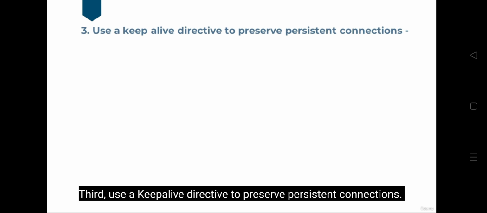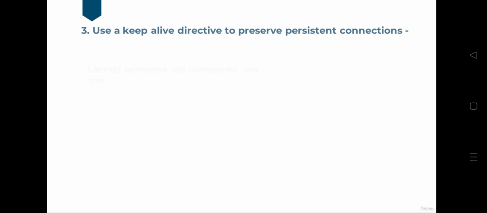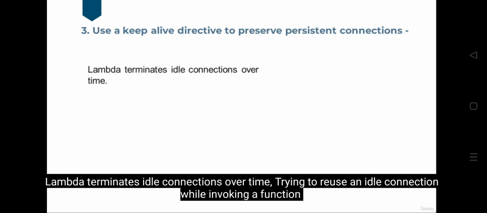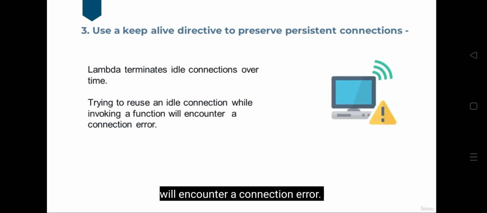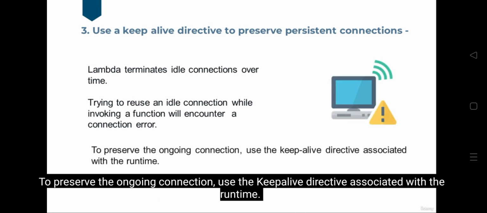Third, use a keep alive directive to preserve persistent connections. Lambda terminates idle connections over time. Trying to reuse an idle connection while invoking a function will encounter a connection error. To preserve the ongoing connection, use the keep alive directive associated with the runtime.